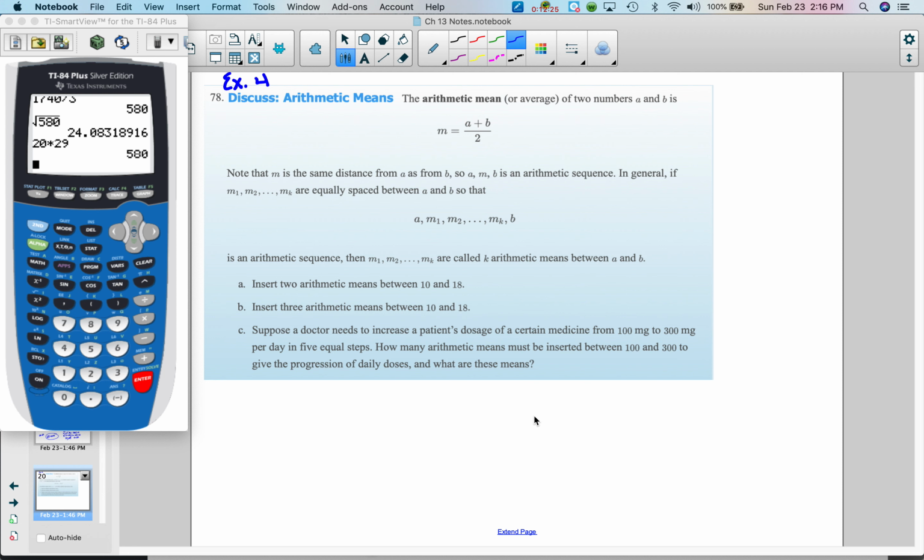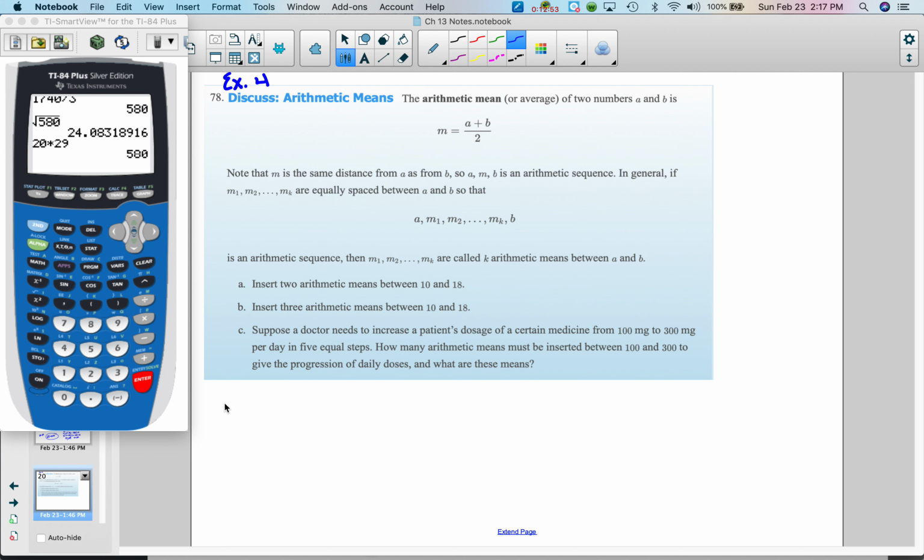Okay, the next one I want to talk about is on number 78, and it's talking about something called arithmetic means. And hopefully you know what a mean is. It's just an average of two numbers. So we do have something called arithmetic means dealing with an arithmetic sequence. And so what that means is you basically are splitting the difference in between into equal intervals. So I'm going to show you by example. You can kind of read the mathematical symbols there.